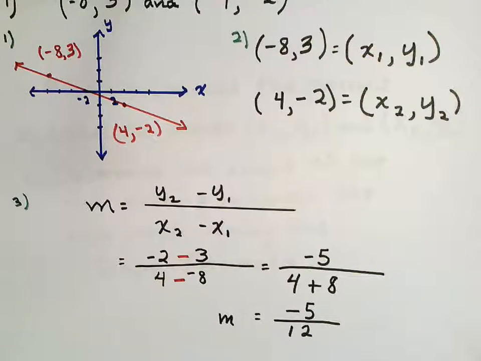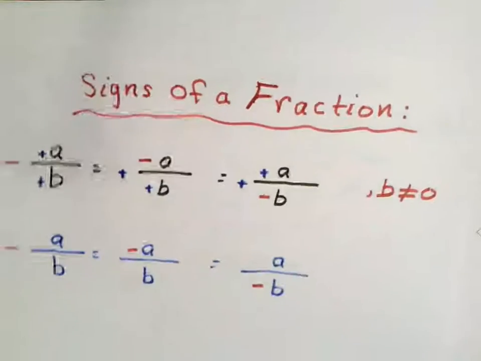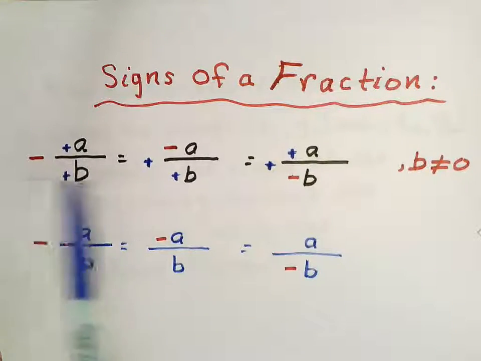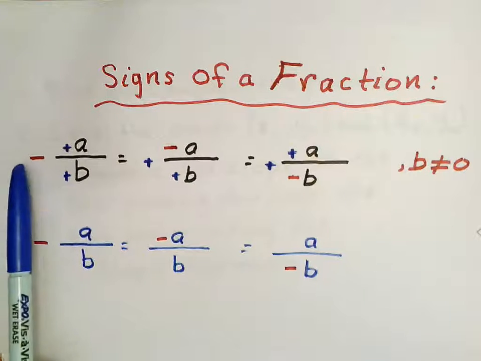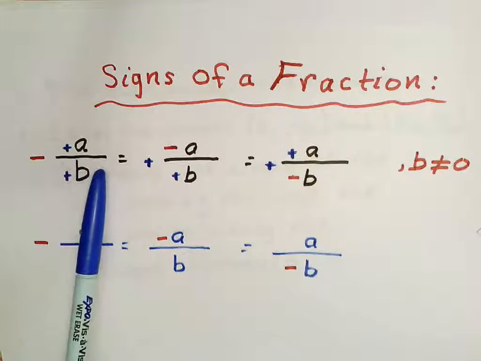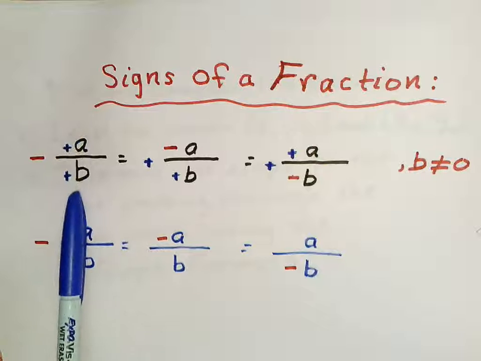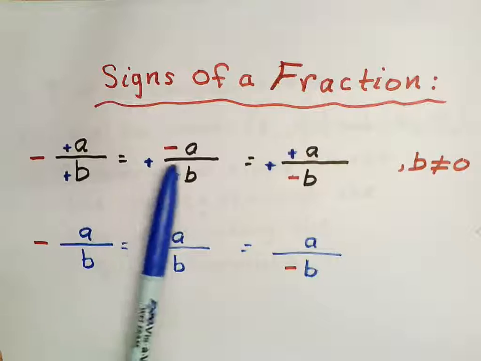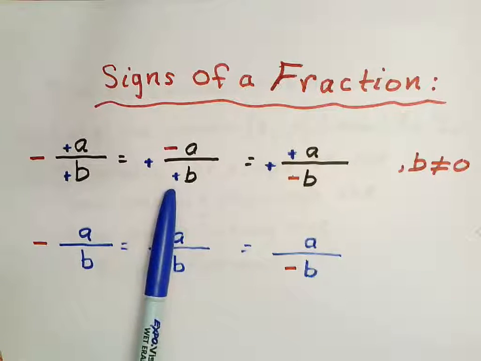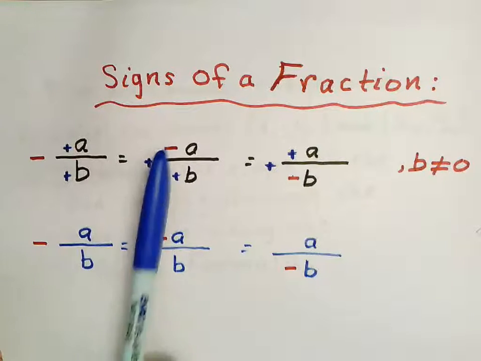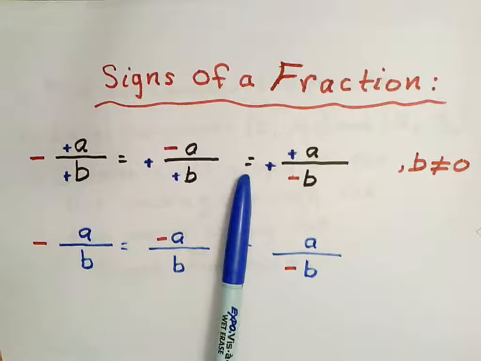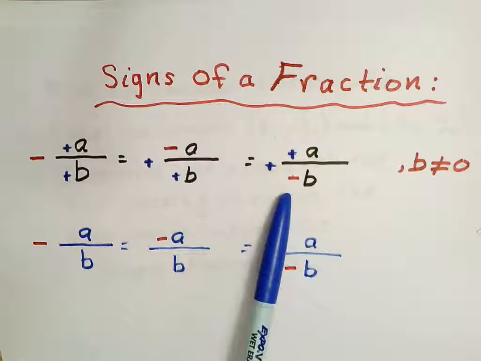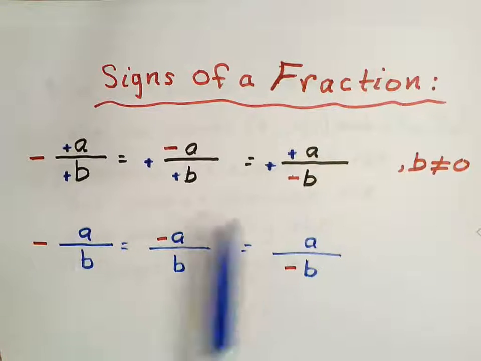Let us review the signs of a fraction. There are 3 signs when you're talking about a fraction. Notice here that the negative sign is parallel to the fraction bar, but the numerator and denominator are positive. Here, the parallel fraction bar has a positive sign and the denominator has a positive sign, but the numerator has a negative sign. Here, the sign parallel to the fraction bar is positive, the numerator has a positive sign, and the denominator has a negative sign.